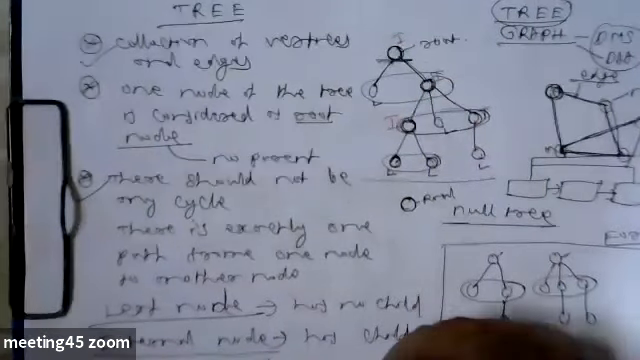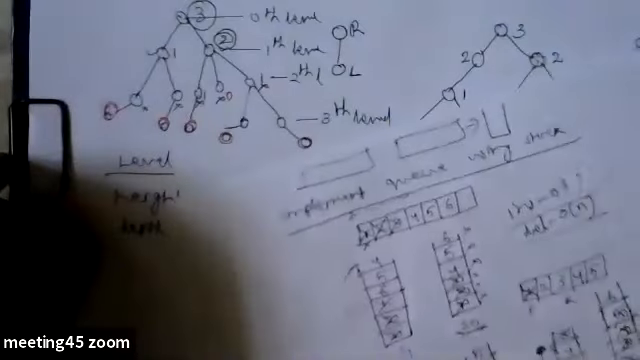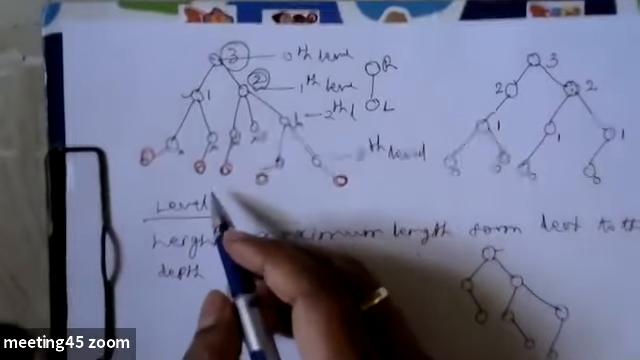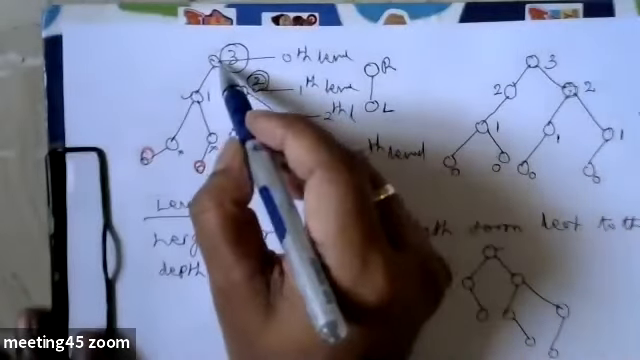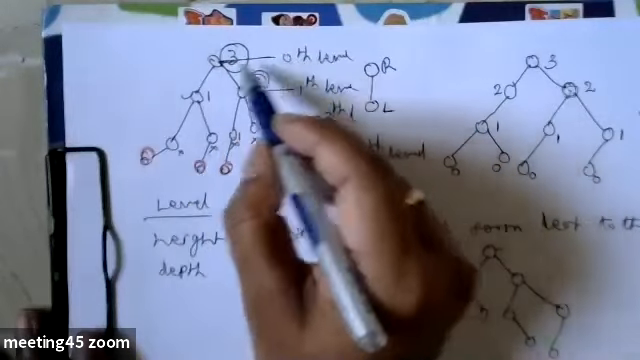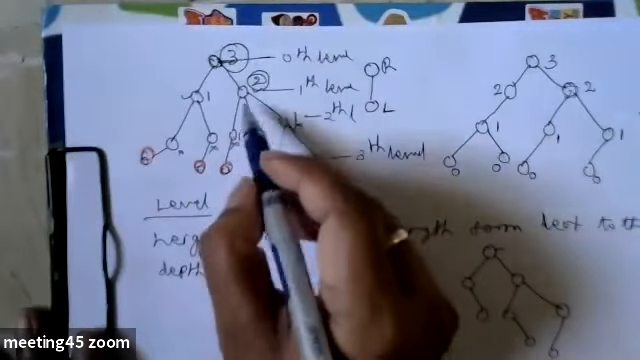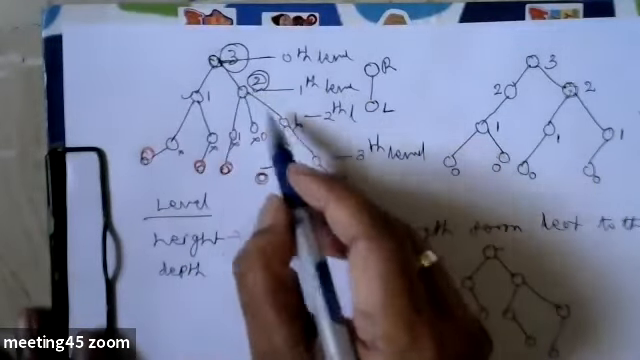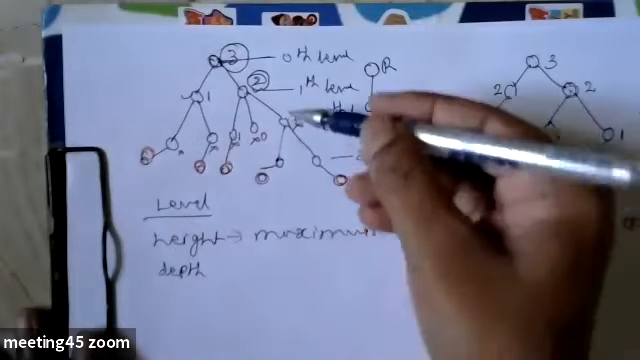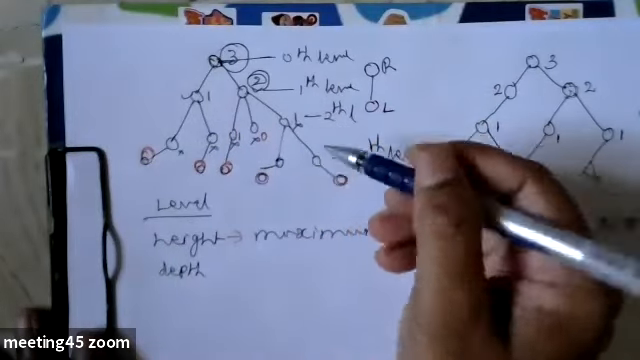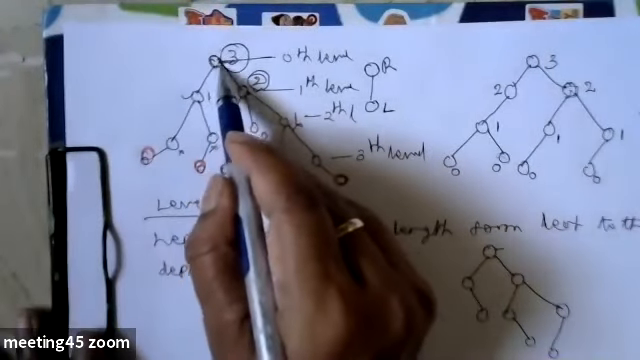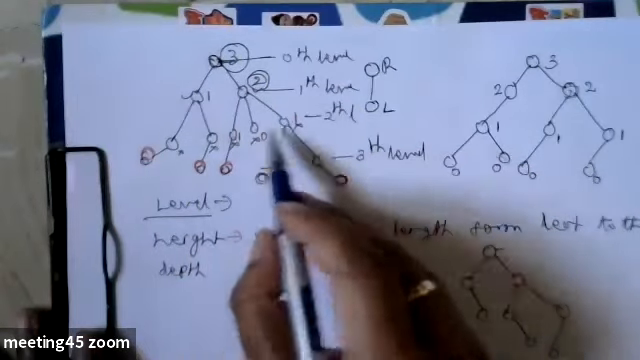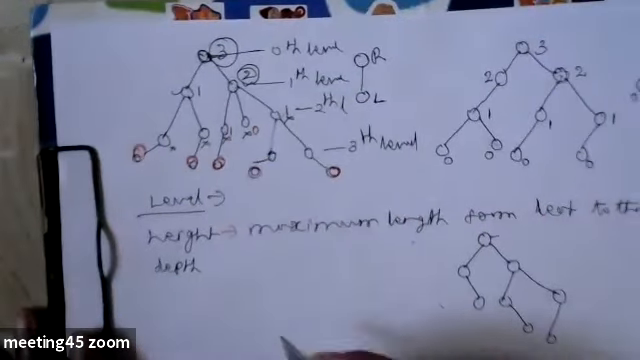Now next we studied the depth and height of a tree. First we saw the level of the tree. The root node is considered at the 0th level. Next, their children are considered at the 1st level, and their children at the 2nd level. Like this, the tree grows. It is very simple: the root node is at level 0, his child is at level 1, and his child is at level 2. In this manner it grows.